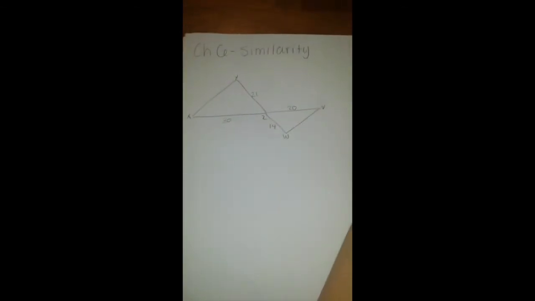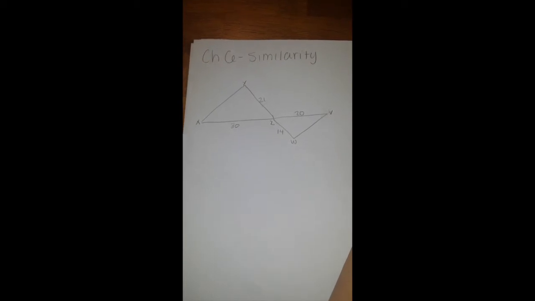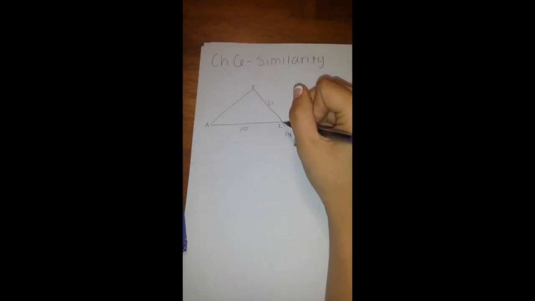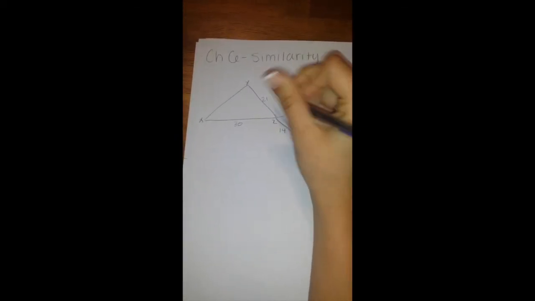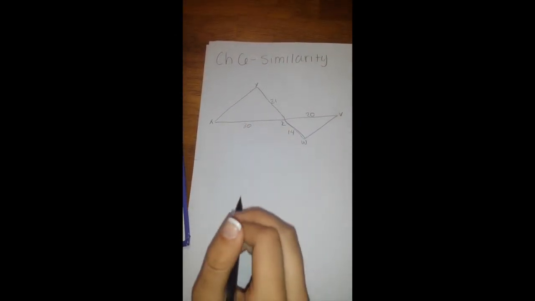So we have chapter 6 right here. It's similarity. So we're going to have to prove that these triangles are similar. So we're going to take these two similar sides right here. So we got ZW and YZ. So those two are similar in the triangle.